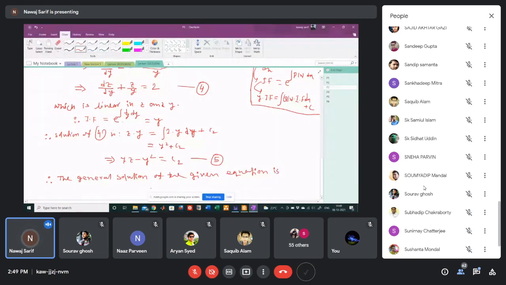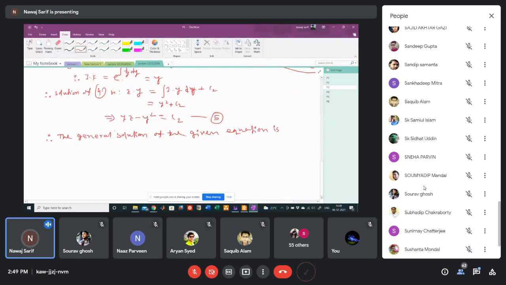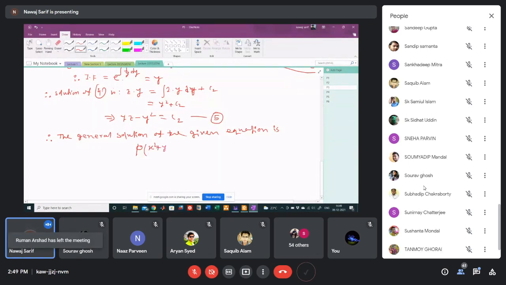how will you write the general solution now? Phi of u, v. What is u? u is your first, x square plus y square, comma yz minus y square equals 0. This is your general solution. This is the required solution you have to find out.